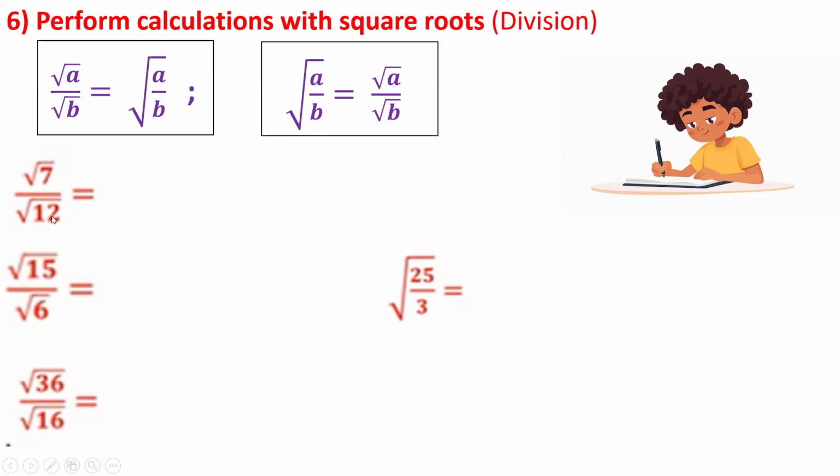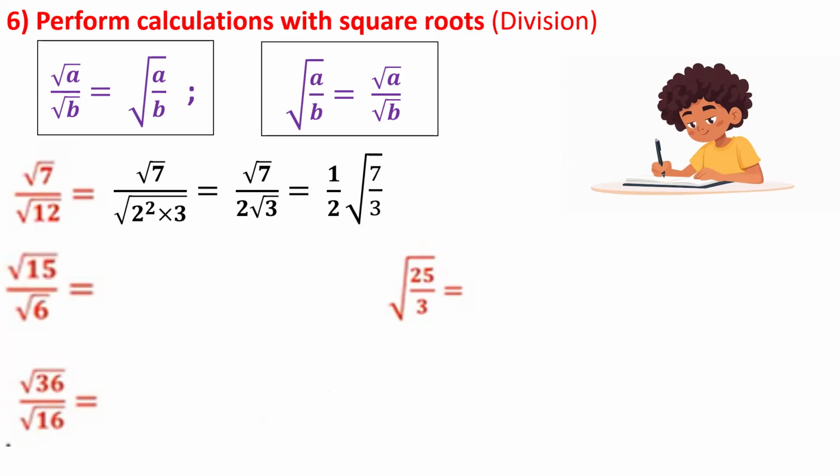Radical 7 over radical 12. 7 is a prime number, so we keep it as it is, and the 12 can be decomposed into prime factors 2 squared times 3. So here 2 squared comes out as 2. So radical 7 over 2 radical 3, which is half radical 7 over 3. Now, radical 15 over radical 6, we can write them under the same radical. Can we simplify 15 over 6? Yes, we can simplify both by 3. So we get radical 5 over 2.